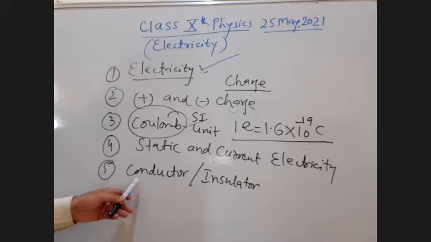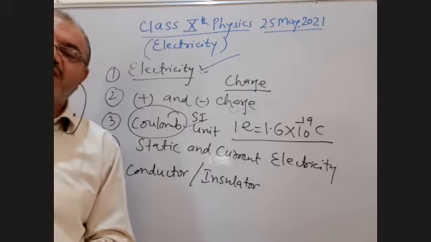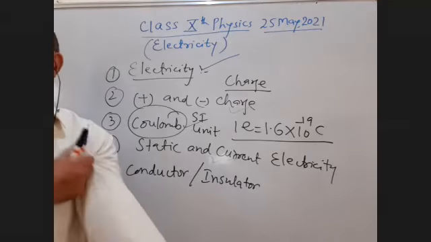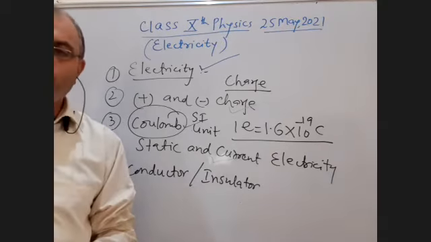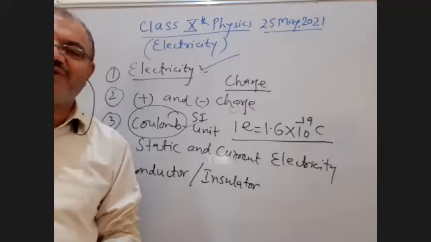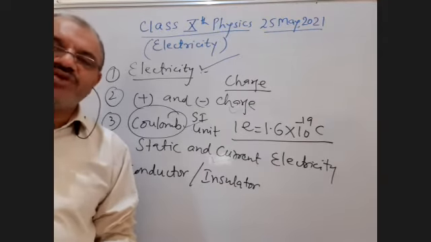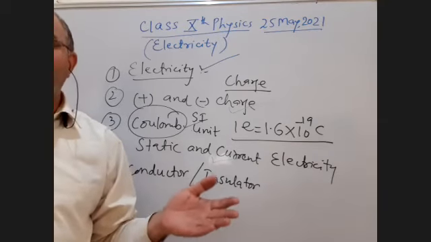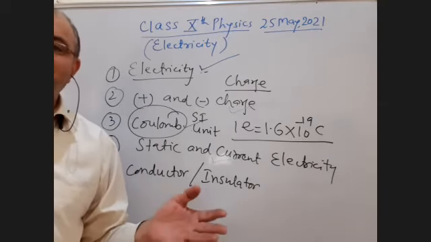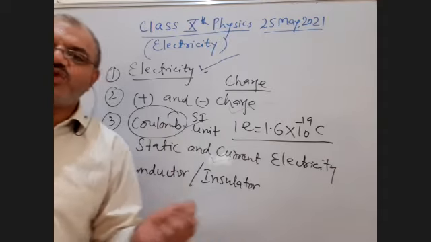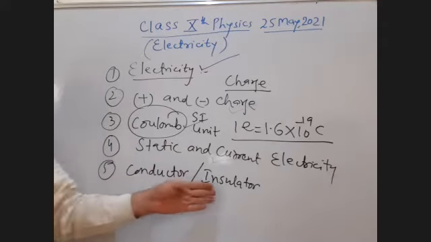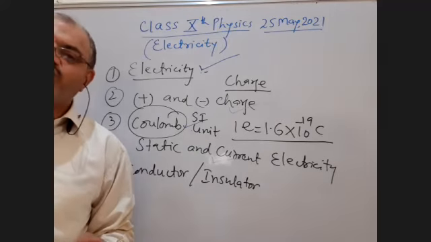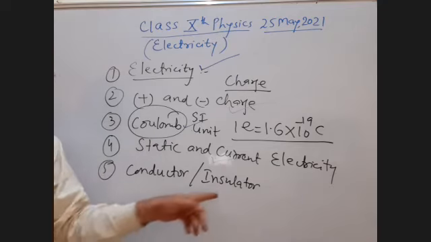Now, fifth, conductors and insulators. Conductors are those substances, those materials, which allow the electric current to flow. They are called conductors. For example, copper, aluminum, silver, etc. These all are good conductors of electricity. Insulators are those materials which do not allow the electric current to flow through them. That is called an insulator.